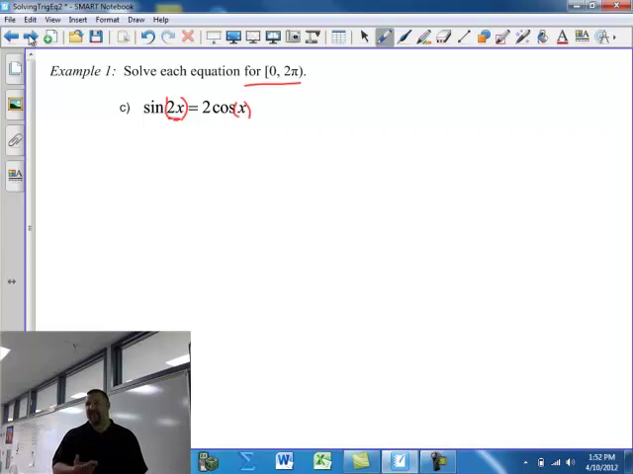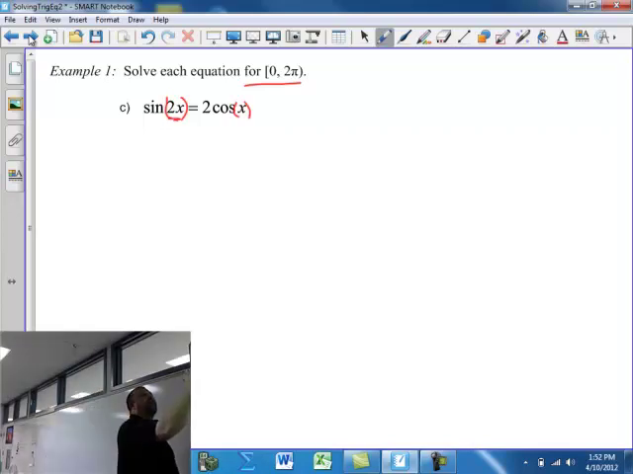So we really can't turn cosine of x into anything, but we can turn sine of 2x using an identity. That was a double angle. We learned that last class or a couple of classes ago. Sine of 2x turns out to be 2 sine of x cosine of x.